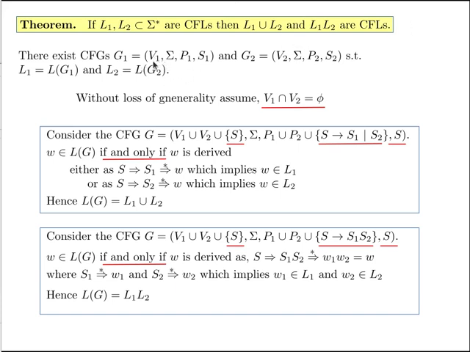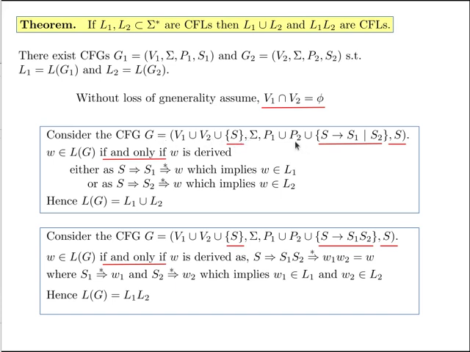Even if you have some overlap initially, you can just rename the variables, right? The name of the variables doesn't matter for the language. You ultimately have a derivation from the start symbol to the terminals, and the start symbol and all other variables, you can just rename them by any other name. That doesn't change the language. So we can, without loss of generality, assume that. Okay, so once we have this, let's consider this grammar.